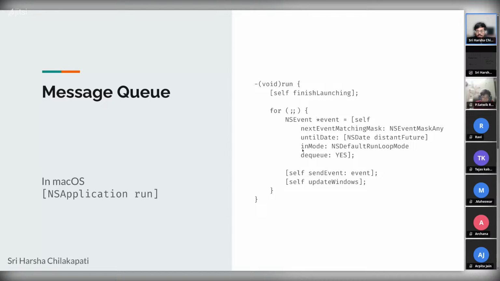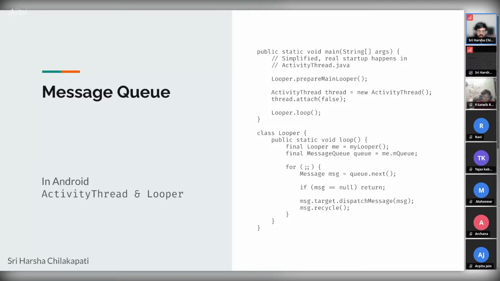And what it does is, again, there is an event. Windows calls it a message. macOS calls it an event. So basically, it is getting the next event and then sending that event and updating its windows. So that is the loop in macOS. Every time an event happens, it runs.